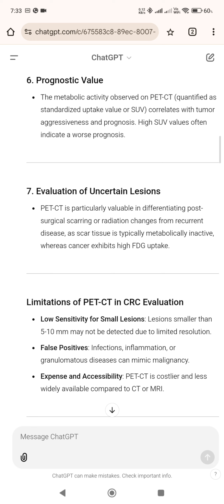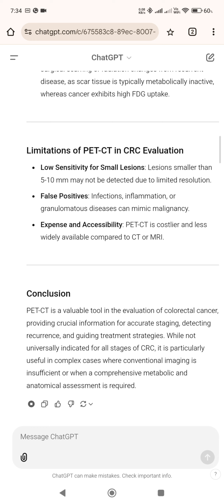Limitations of PET-CT in CRC evaluation. Low sensitivity for small lesions. Lesions smaller than 5 to 10 millimeters may not be detected due to limited resolution. False positives. Infections, inflammation, or granulomatous diseases can mimic malignancy. Expense and accessibility. PET-CT is costlier and less widely available compared to CT or MRI.